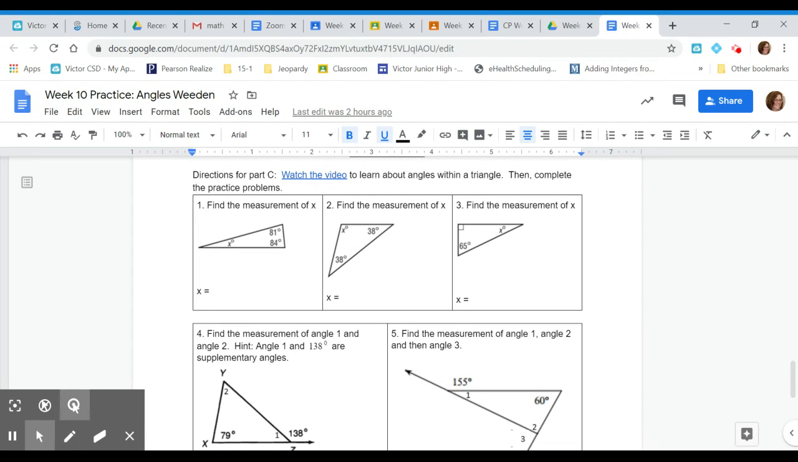For part C, you're going to want to make sure you watch the video to learn about angles in a triangle. So we know that a triangle has three different angles, or three angles. They're not necessarily always different. And the total has to be 180 degrees.